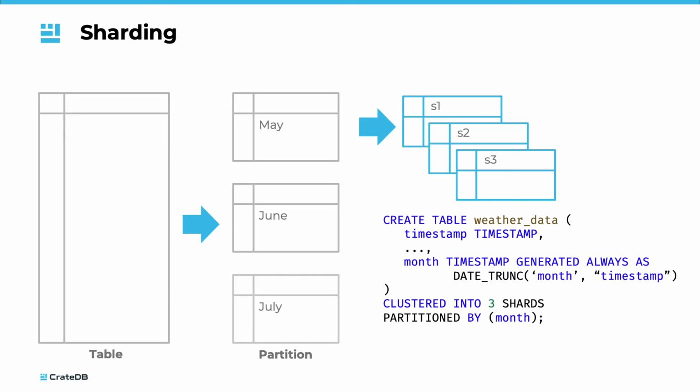For instance, consider the SQL statement for creating a weather data table. The CLUSTERED INTO 3 SHARDS clause tells CrateDB to divide each partition into 3 shards. Each partition's data will be split across the shards, and each shard will hold roughly 1/3 of the data. The number of shards is configurable, and you can decide how many shards to create based on the size of your dataset, the number of nodes in your cluster, and the amount of CPUs per node.